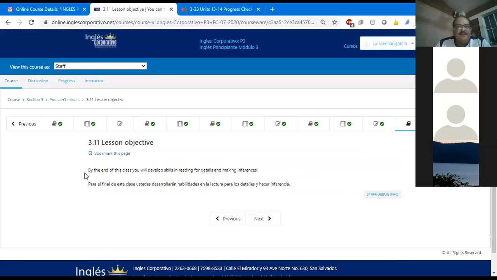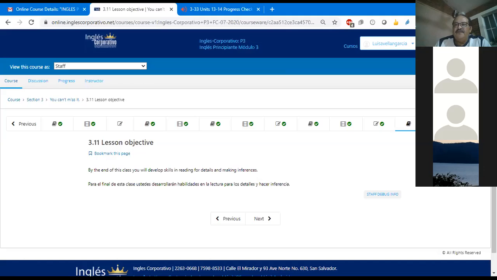Okay, Sara, can you please read this objective here? By the end of this class, you will develop skills in reading for details and making inferences. Right? Good. This is something that we do in Spanish, right? Details is to find information that describes what we are reading, and making inferences is to read between the lines.